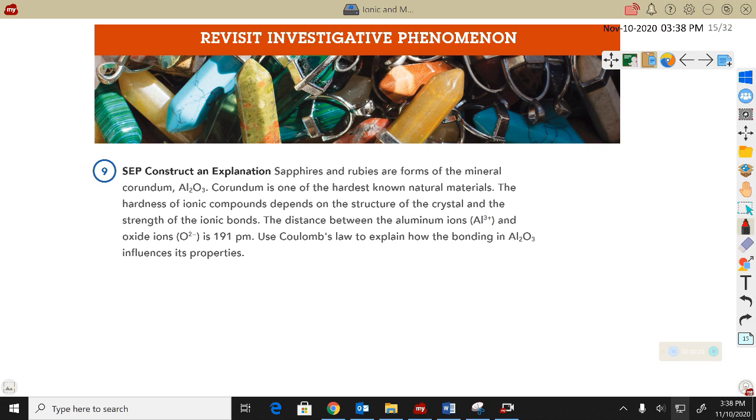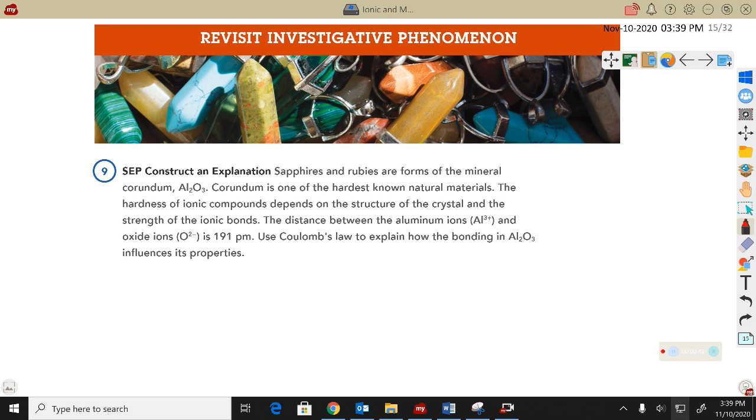And so we've mentioned this whole time that Coulomb's law is an equation. It calculates the energy change needed to either separate the charged ions or the energy released when the charged ions come together. But you will never have to calculate anything using Coulomb's law. We're just going to use it to gauge the degree of attraction between oppositely charged particles, here, ions.